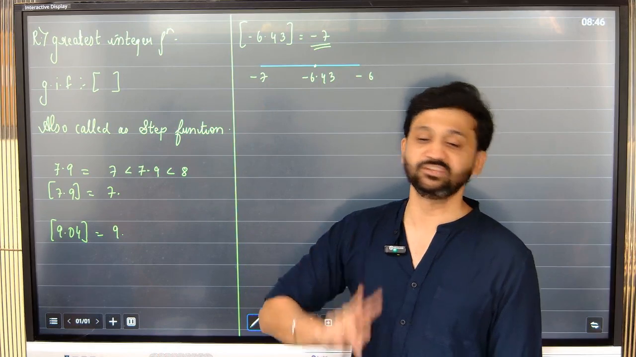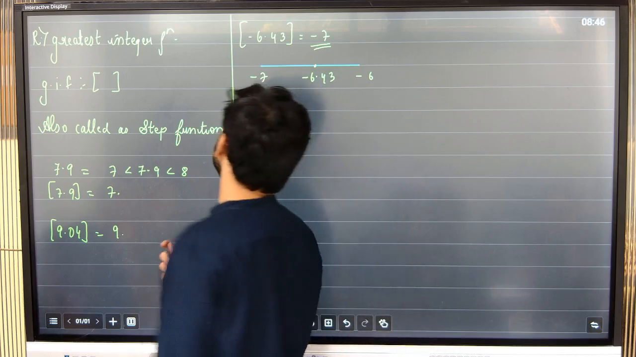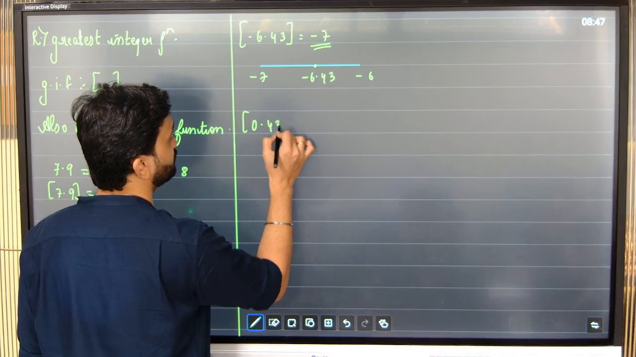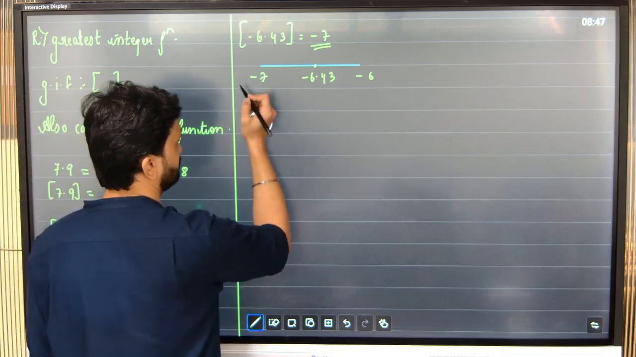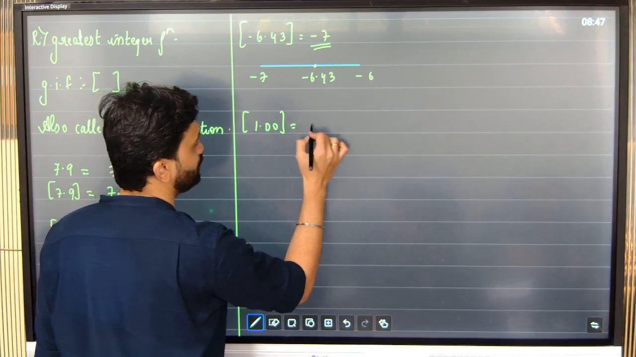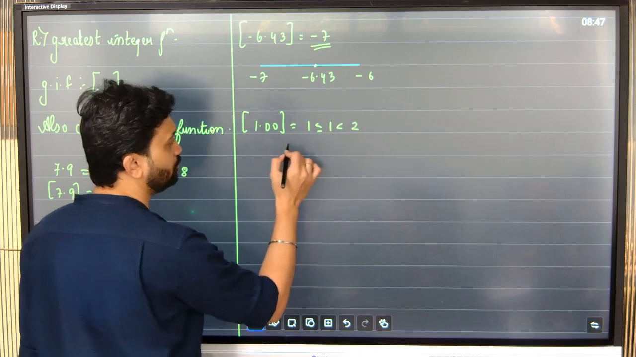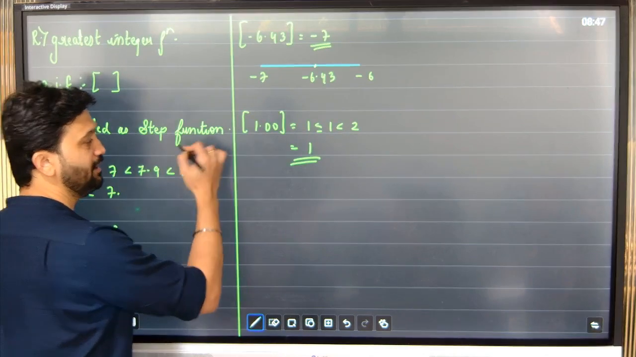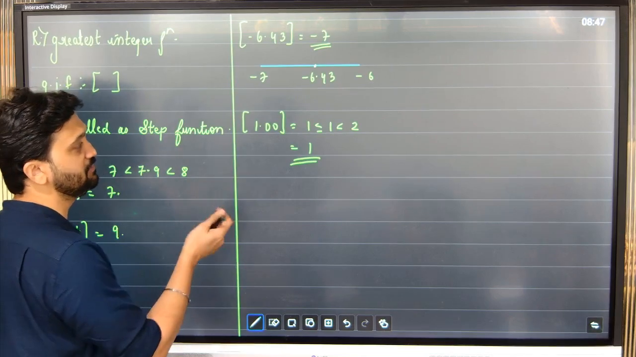So between two integers, the smaller integer will be the answer. If someone asks what is the greatest integer function of 0.43, now I can know that, what is the greatest integer of 1.00? Now I will show it like this: 1 lies between 1 and 2 and the smaller value is going to be 1. So for the greatest integer, anything on the left side, when you look at the question, anything on the left side is the decimal value.